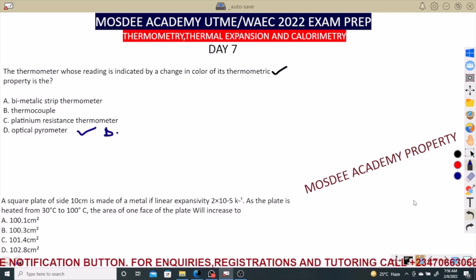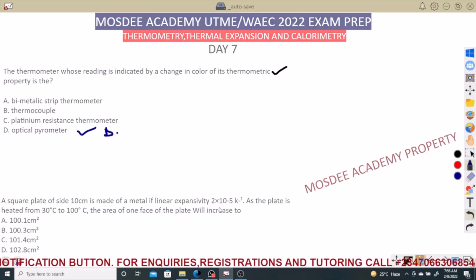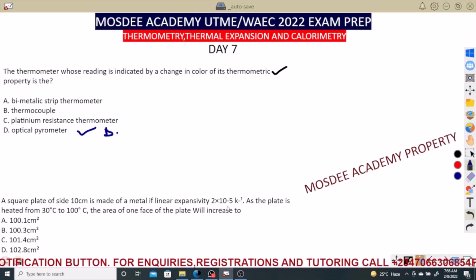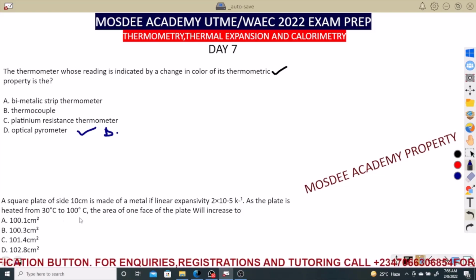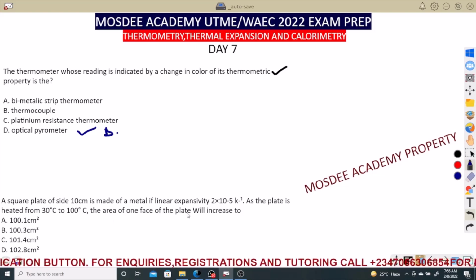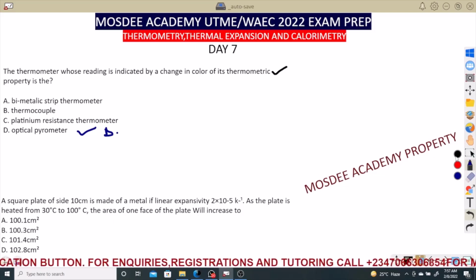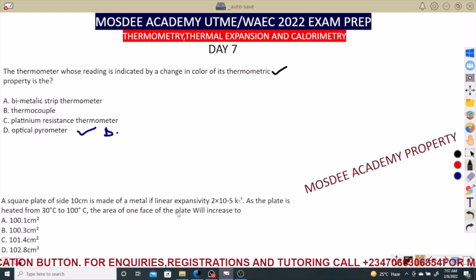So the next question, dear student: a square plate of size 10 centimeter is made of a metal of linear expansivity of 2.2 times 10 raised to power negative 5. Please note that this is raised to power negative 5 per Kelvin. The SI unit of expansivity is per Kelvin. As the plate is heated from 30 to 100, the area of one face of the plate will increase by that. I think this is one of the famous topics you all like in your junior classes.